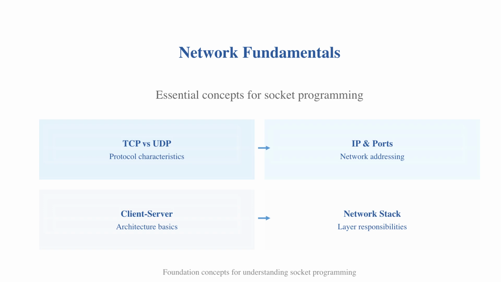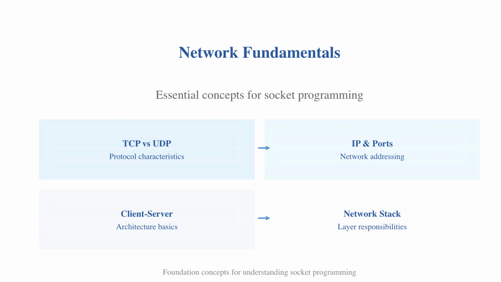Next, we have IP addresses and ports, the addressing system of the Internet. Think of an IP address as a street address for a computer, while the port number is like an apartment number. Together, they create a unique endpoint that your socket can connect to or listen on. The client-server architecture is the backbone of most network applications. The server listens for incoming connections on a specific port, while clients initiate connections to request services. This asymmetric relationship defines how most socket programming works.